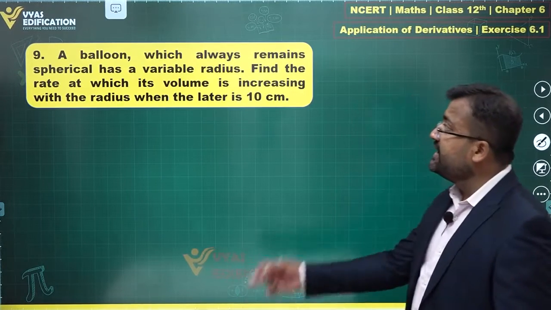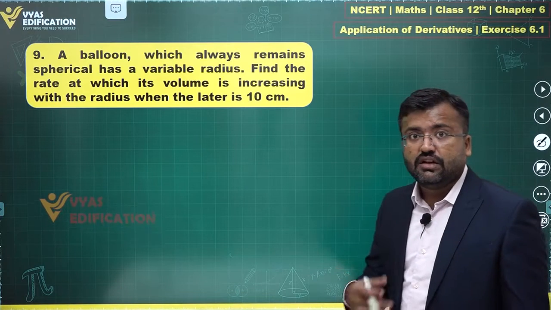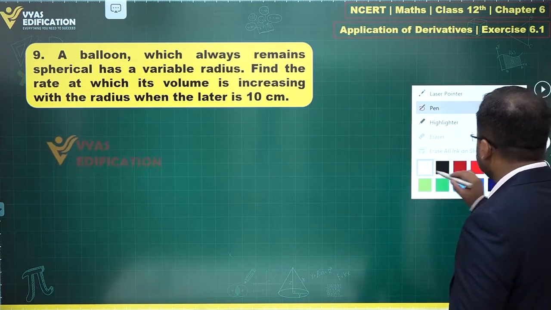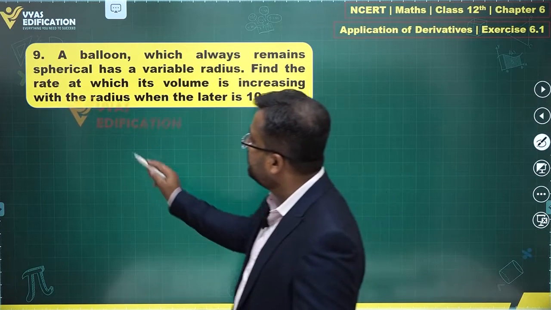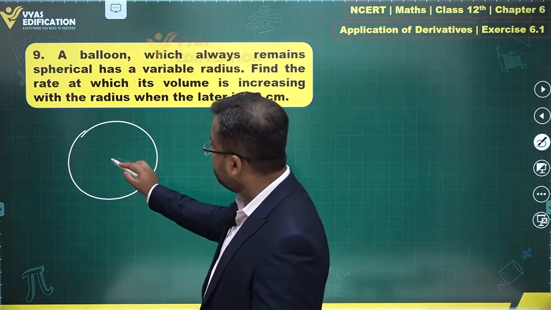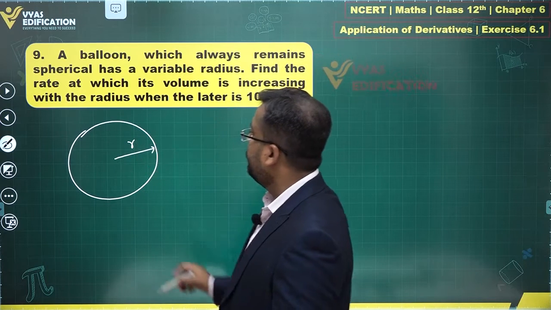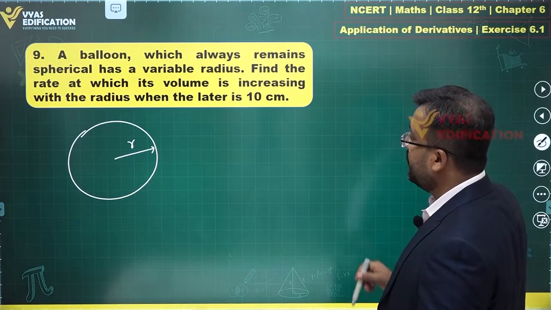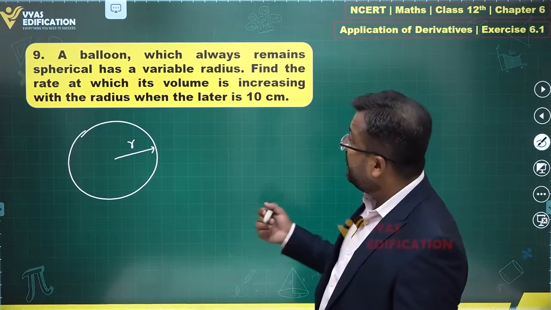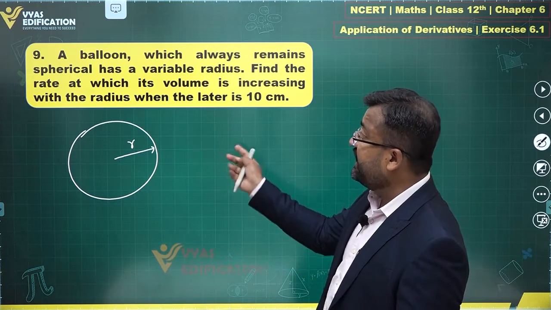The 9th question says a balloon which always remains spherical has a variable radius. Okay, we have a balloon again, yes, and it is a spherical balloon, right? Sphere in 2D will look like a circle. And we are interested in the radius of this balloon, which always remains spherical and has a variable radius. The radius varies. Find the rate at which its volume is increasing with the radius.